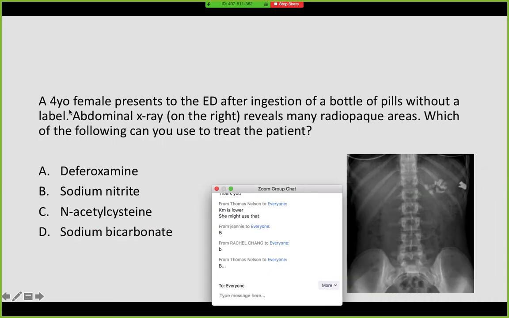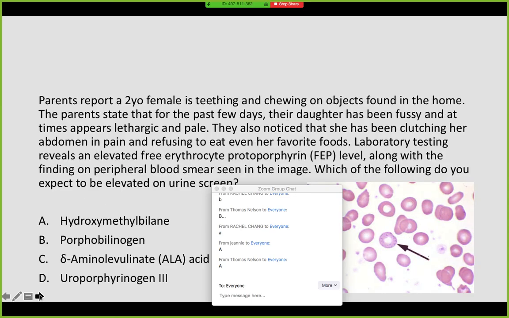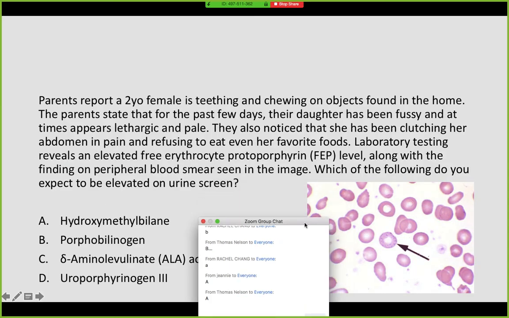Here we go. A 4-year-old female presents to the ED after ingestion of a bottle of pills without a label. Abdominal x-ray reveals many radiopaque areas. Which of the following can you use to treat this patient? Right, so deferoxamine.